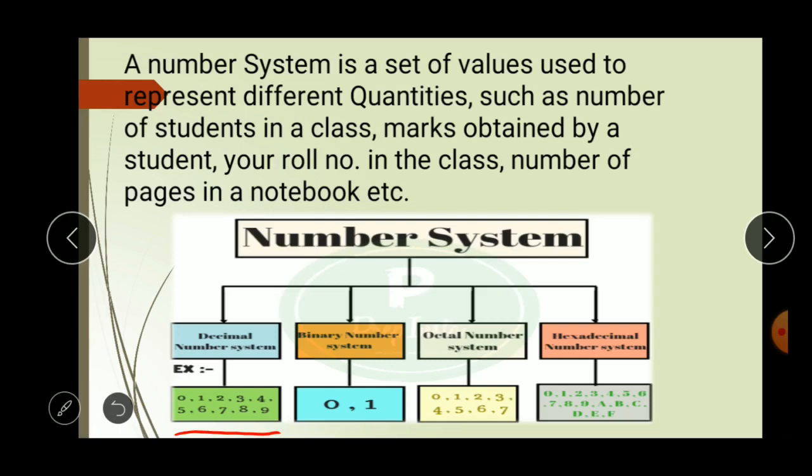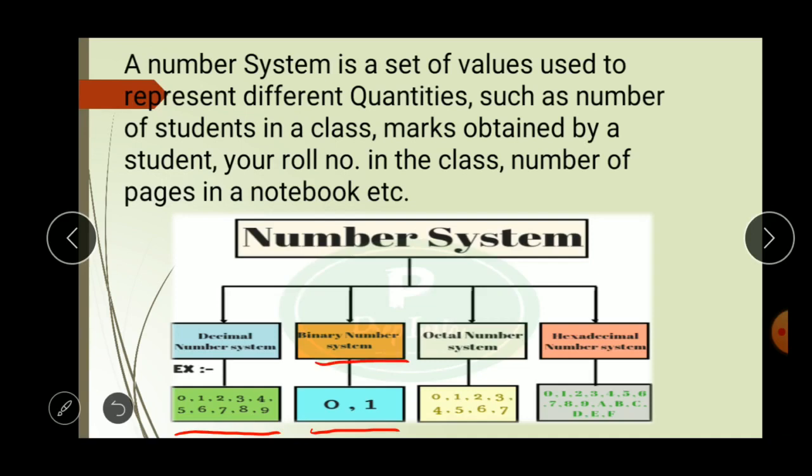The second number system, which is the binary number system, is used by electronic machines like calculators or computers. In this number system we have only two notations, that is 0 and 1. By using these two digits only, it can form any number of the world. Because only two digits are used, 0 and 1, that is why it is known as binary number system.